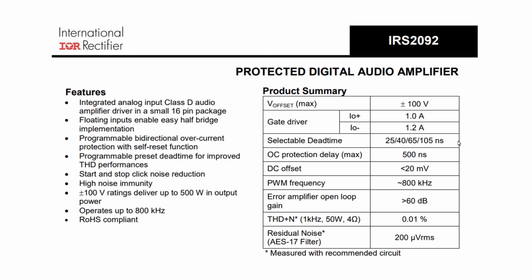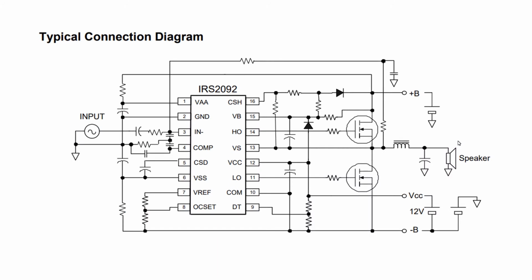IRS2092 is by far the most popular gate driver that you can find in a large number of designs. With the driver, you can build up to 500 watt capable Class D amplifier. This driver is simplifying your design effort a lot and contains many critical functions like protection, pop noise limiter, programmable dead time management, etc. There is basic connection diagram.